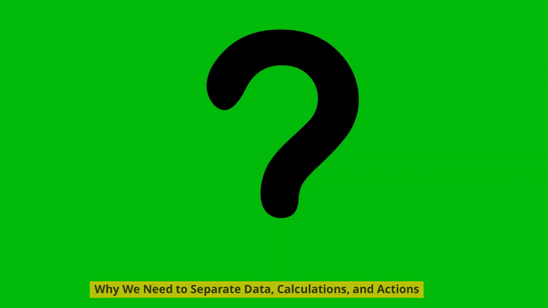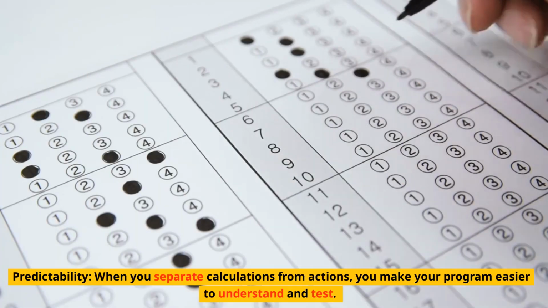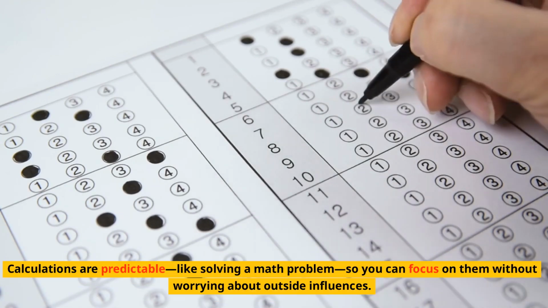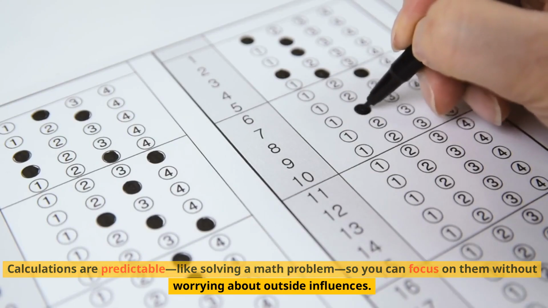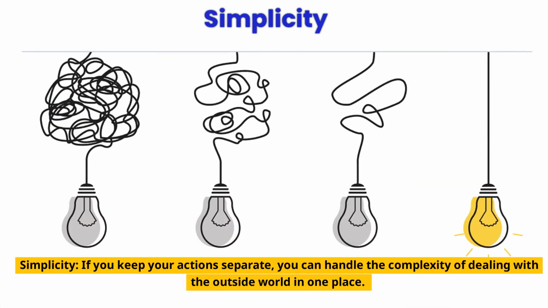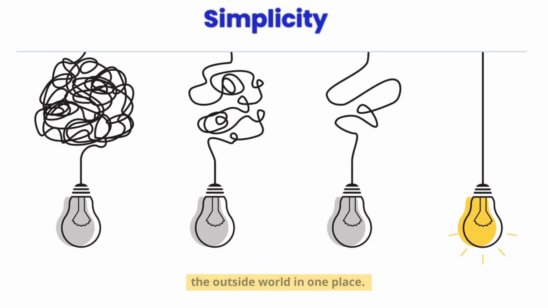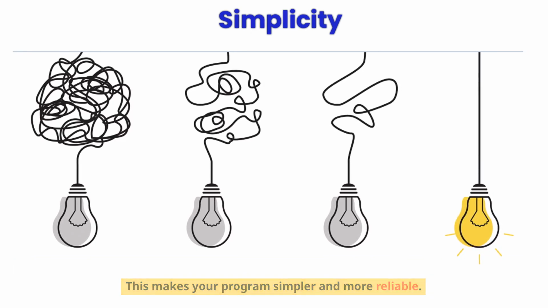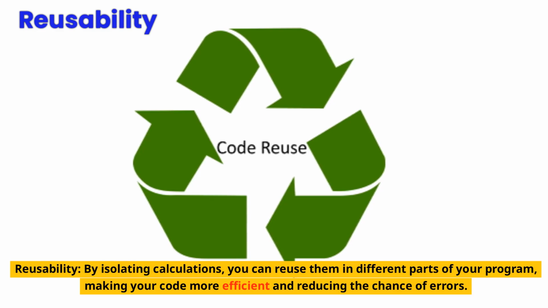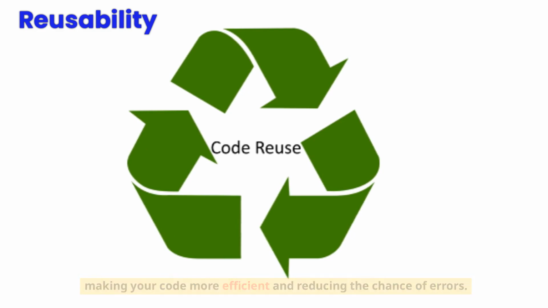Why we need to separate data, calculations, and actions. Predictability. When you separate calculations from actions, you make your program easier to understand and test. Calculations are predictable, like solving a math problem, so you can focus on them without worrying about outside influences. Simplicity. If you keep your actions separate, you can handle the complexity of dealing with the outside world in one place. This makes your program simpler and more reliable. Reusability. By isolating calculations, you can reuse them in different parts of your program, making your code more efficient and reducing the chance of errors.